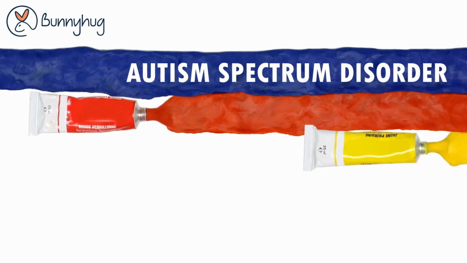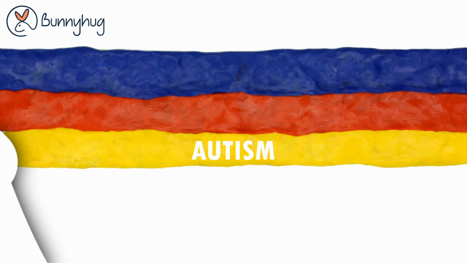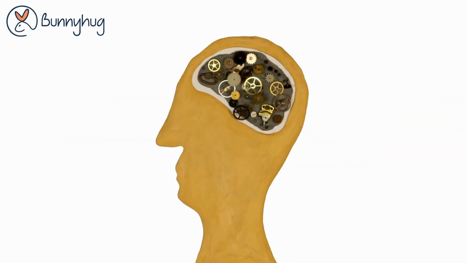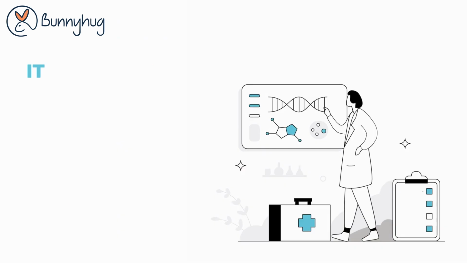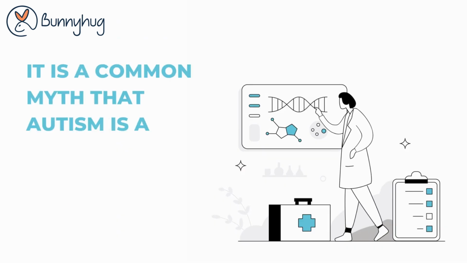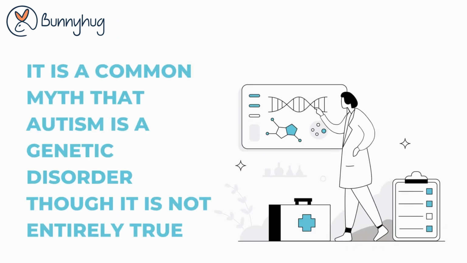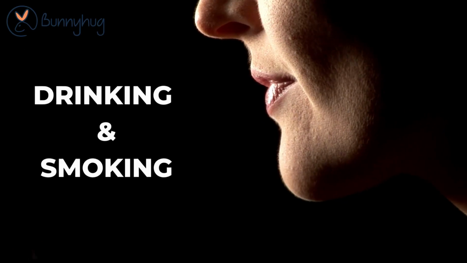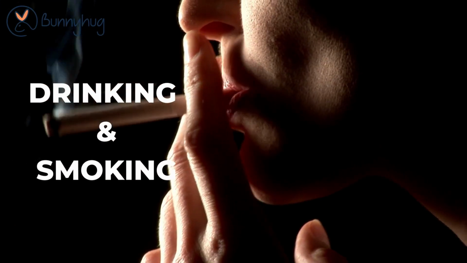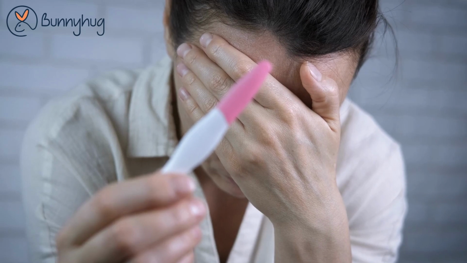Autism spectrum disorder, or simply autism, is a brain developmental delay disorder that hampers communication and social interactions. It is a common myth that autism is a genetic disorder, though it is not entirely true. While some causes are still unknown, other known factors include birth complications, drinking or smoking while pregnant, and the age of parents while giving birth.